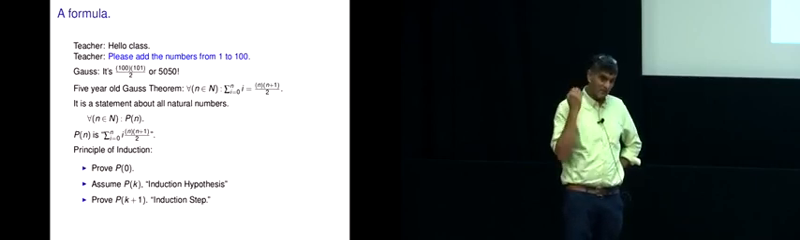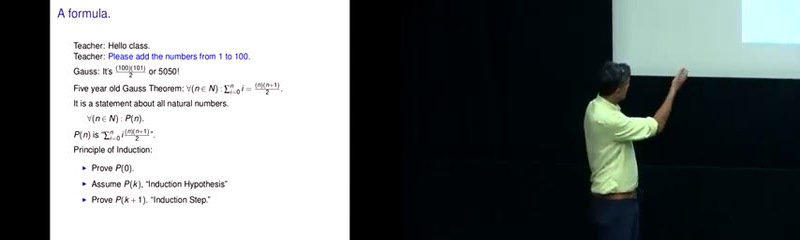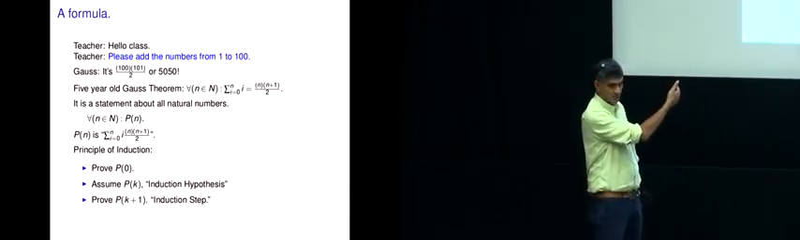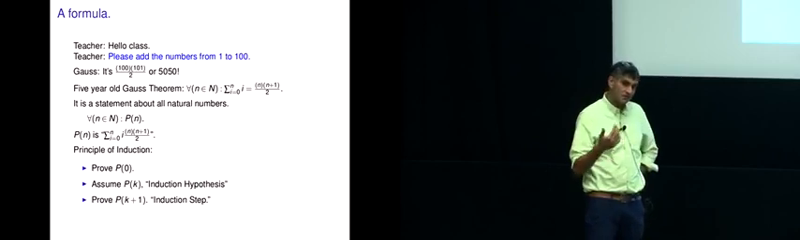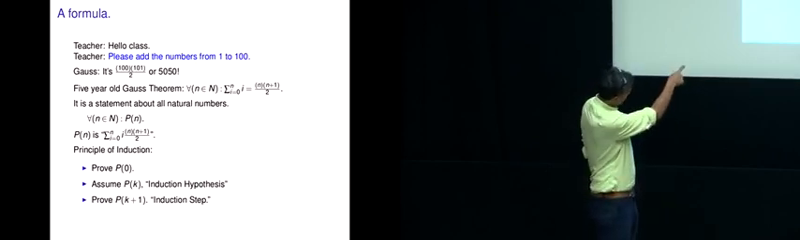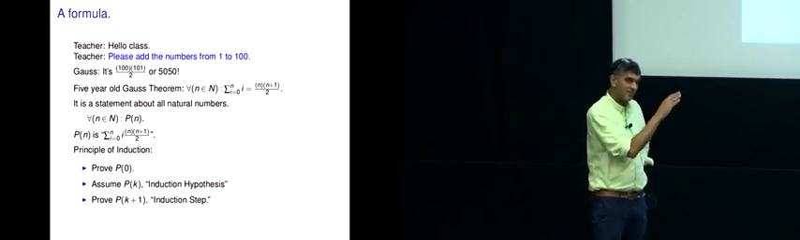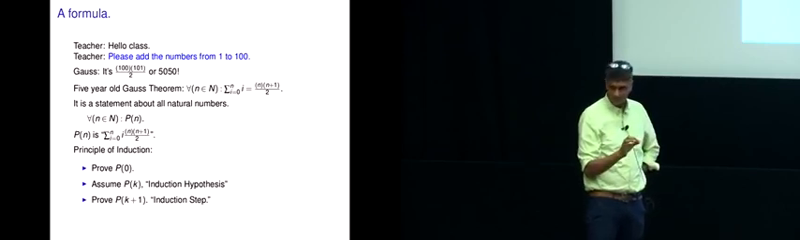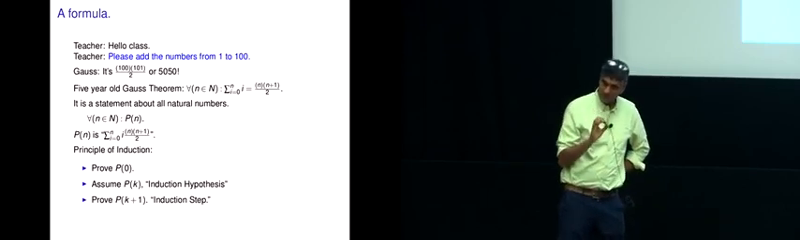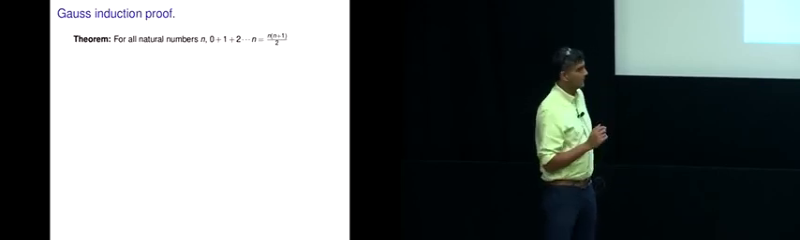If the statement is true at 0, then it must be true at 1, because I know P of 0 is true, therefore P of 1 is true. If I know it's true at 1, I know it's true at 2, because I have a proof that P of 1 implies P of 2. And in fact, I have a proof that P of n implies P of n plus 1. So the statement holds for all integers.